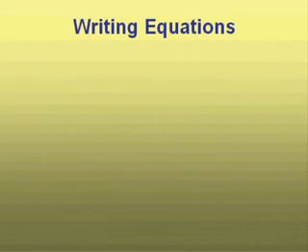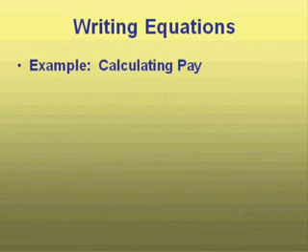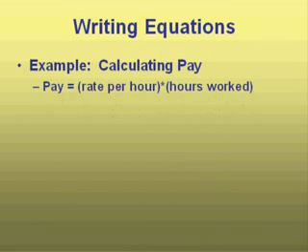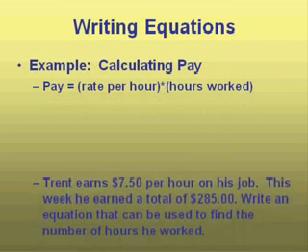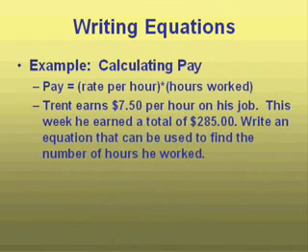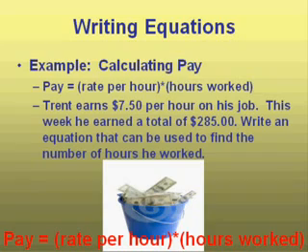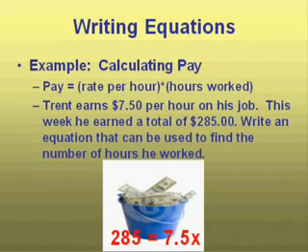Writing equations. Example. Calculating pay. Pay equals rate per hour times hours worked. Trent earned $7.50 per hour on his job. This week he earned a total of $285. Write an equation that can be used to find the number of hours he worked. We first write the equation pay equals rate per hour times hours worked. Then we substitute in the total pay and the rate per hour, and we'll use the variable x to represent hours worked. So x will represent the number of hours worked. Making the substitutions, we get 285 equals 7.5 times x. This equation we'll later learn to solve for x and find the number of hours worked.